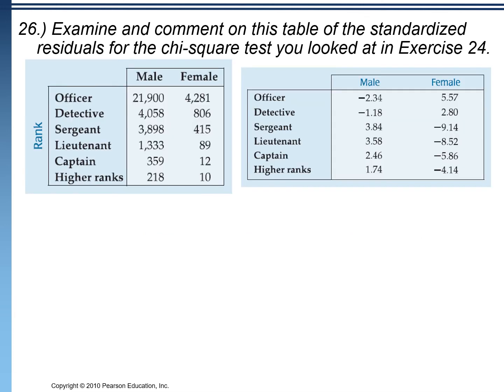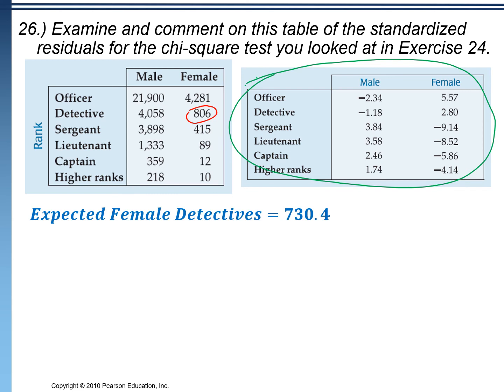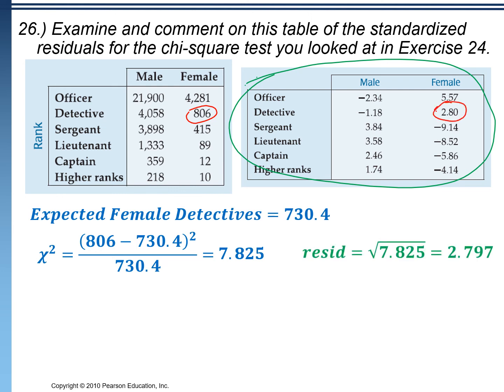And number 26, we're dealing with this same table, except it also gives us this residual table, and it's saying comment on it. Okay, so first off, let's just refresh on how we find that residual table, and let's do it by looking at the cell that we found an expected value for, which was for female detectives. We got this previously in part C. There were about 730.4 expected female detectives. So to find a chi-square value for that cell, we would do 806 minus that expected value, so observed minus expected, square it, divide by the expected, we get 7.825. Now the residual for that cell, which is this over here, we get by just square rooting that chi-square value.